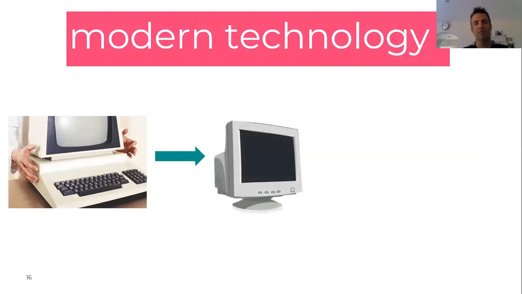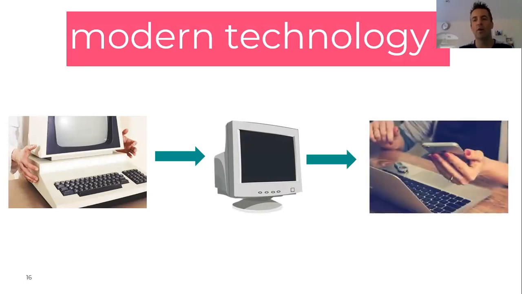Then they started to get a little bit smaller. So the screen there is not as thick and chunky as the one on the left. And finally, we've moved to a time now where we have laptops or fixed computers that are a lot thinner, lighter, easier to use, not as bulky. And somebody's also using a smartphone there as well. So that's an example of how modern technology has improved the computer.